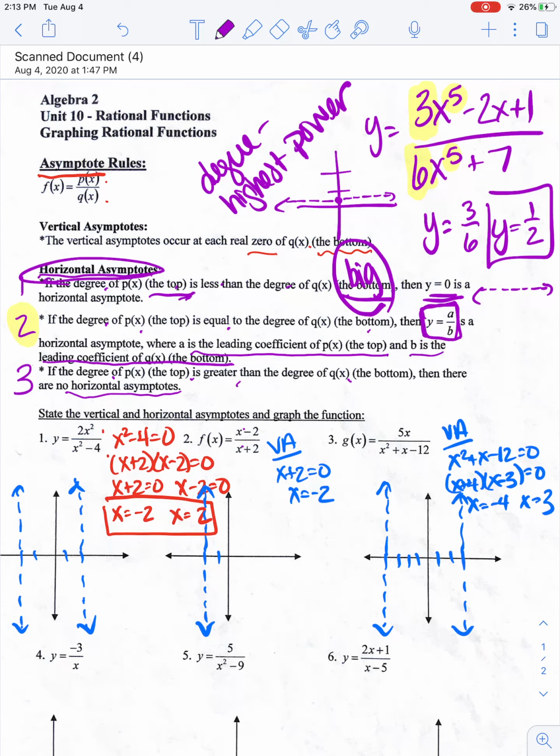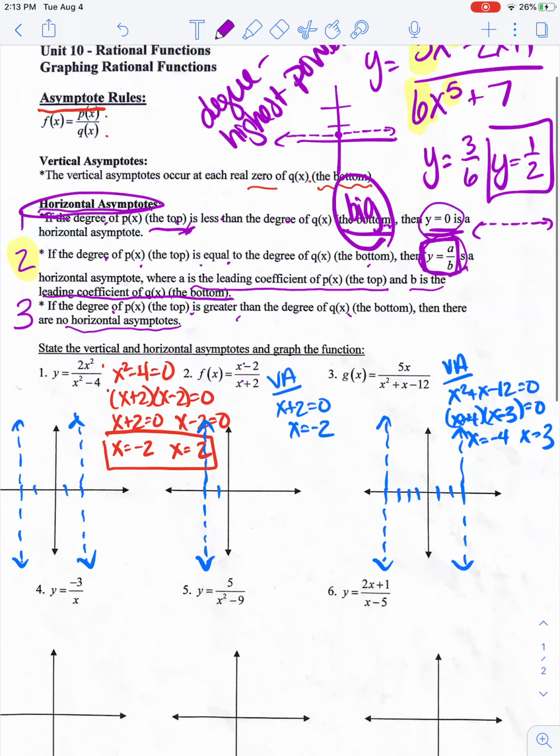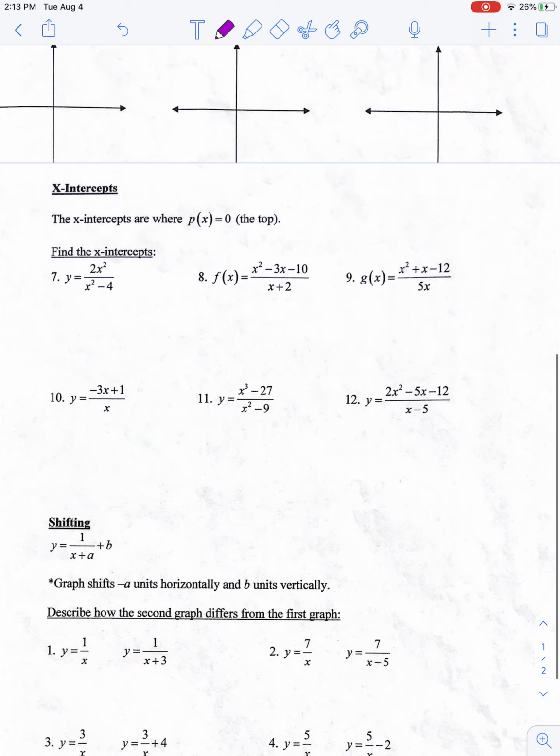Okay, hold on, stop, let's try this again. If they're the same, then it's y equals a over b. If the bottom degree is bigger, then it's y equals 0, and if the top degree is bigger, then there are none. Okay, so if top is bigger, there are none.